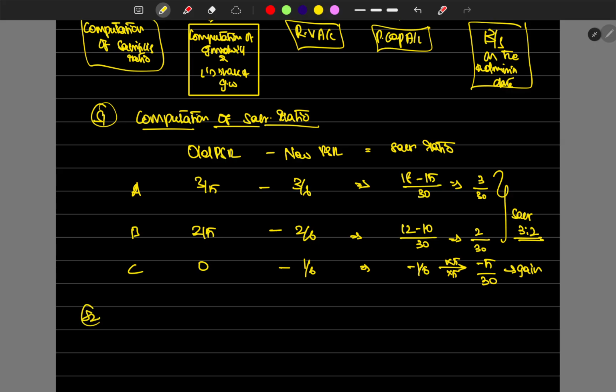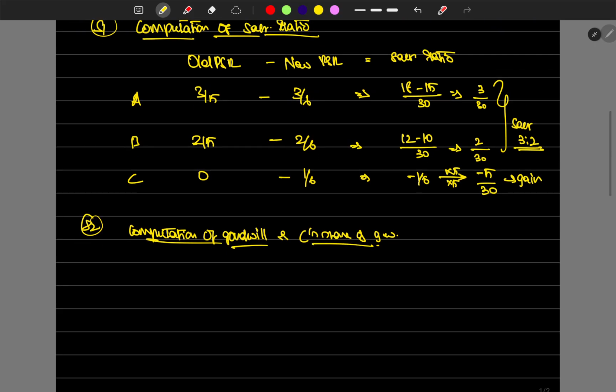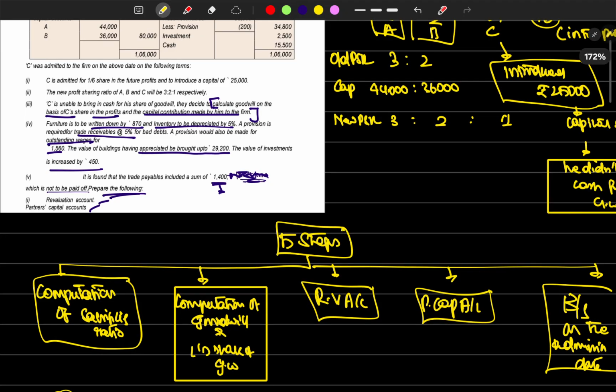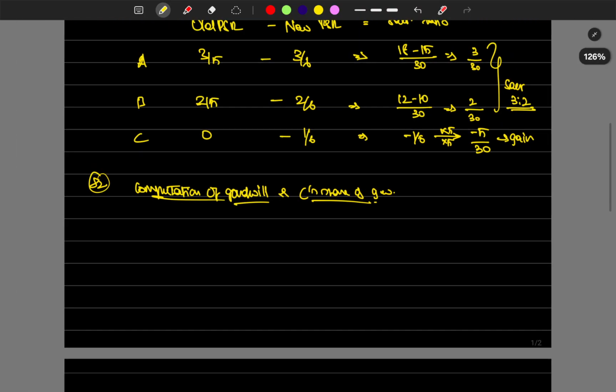Next step, computation of goodwill. We found the sacrificing ratio. Next step is computation of goodwill. Goodwill is not directly given, so we will calculate goodwill, C's share of goodwill. First, what they have told about the goodwill: calculate goodwill on the basis of C's share in the profits and the capital contribution made by him. What's C's share? C's share is 1/6. How much has he brought as capital? 25,000.